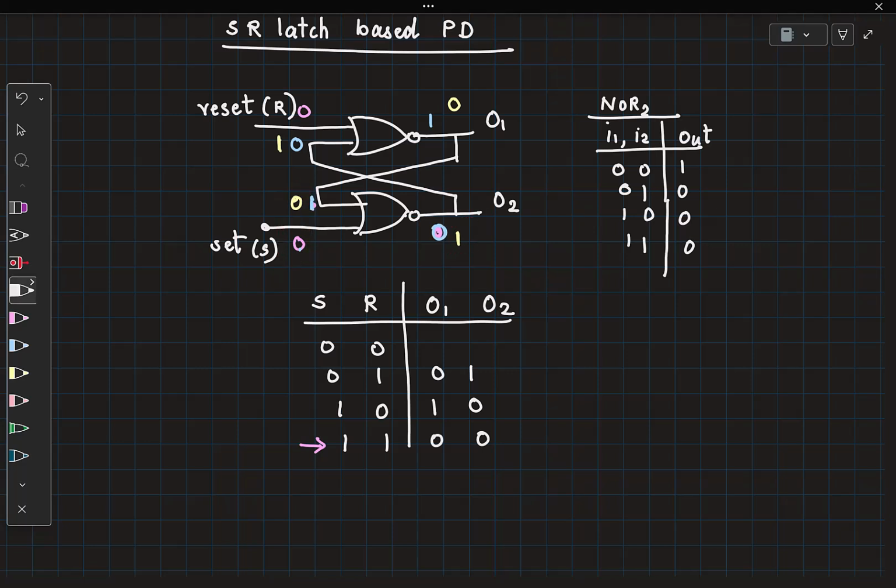Right? So what should I write here? Is it don't care? It just depends on the previous value. Right? So it is holding the previous value. Whatever is the previous O1 and O2, when S and R are 0, the same value is being held consistently. So this is in a hold state. It holds the previous value of O1 and O2.